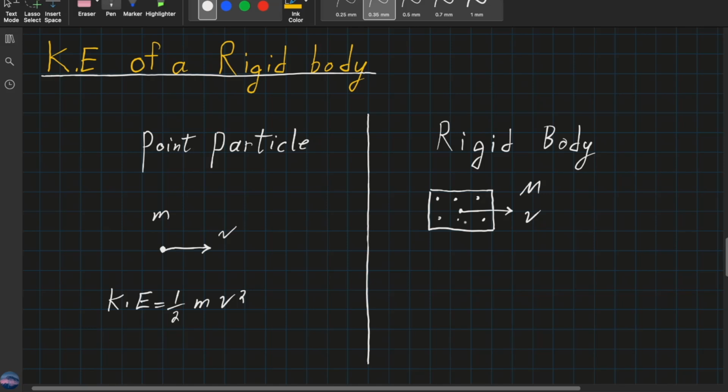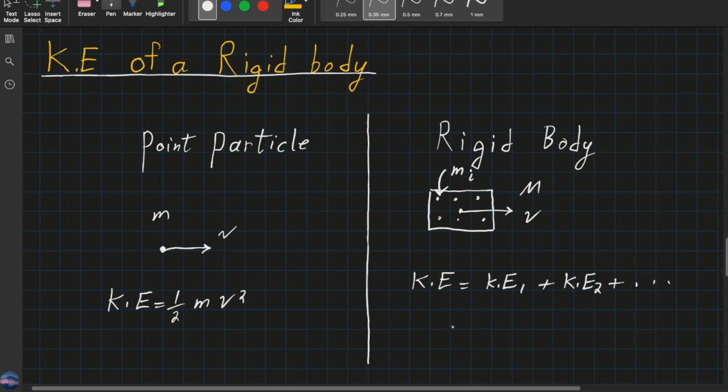Well, each of these little teeny tiny particles has its own kinetic energy that we can measure. Suppose each tiny particle has a mass m, and let's say this is the ith particle with mass mi. The kinetic energy of the entire rigid body will be equal to the sum of the kinetic energies of its constituent particles. So we sum over all the kinetic energies of all of the particles.